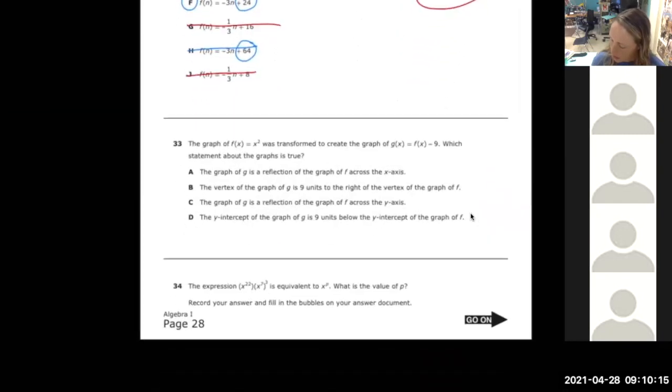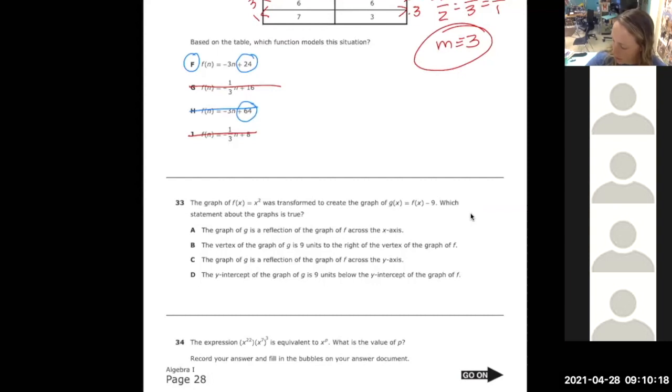Okay, so this one has a -9 outside of the parentheses, like after the parentheses. If you guys remember, that minus k means that it goes up or down. And since it's a subtraction sign, that means that it's going to go down. So let's figure out which one of these says that. So it's a reflection of the graph across the x-axis, no. Vertex of the graph is 9 units to the right, no. Reflection, no. The y-intercept of the graph is 9 units below, so that means down. So the answer is D.